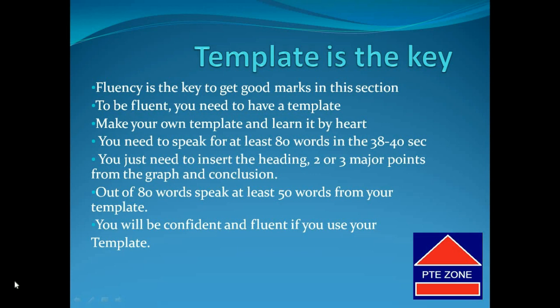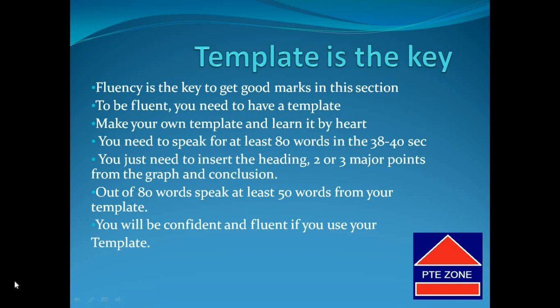Okay, so to be fluent in this section, you need to have your own template. So out of 40 seconds, you speak for 25 seconds from your own template and the rest 10 to 15 seconds from the given question or graph. So the point is that you need to have your own template for each and every type of graph. For example, for pie graph you have one template, for line graph you have another template, for bar graph you have another. So similarly with all the different types, you need to have a template.